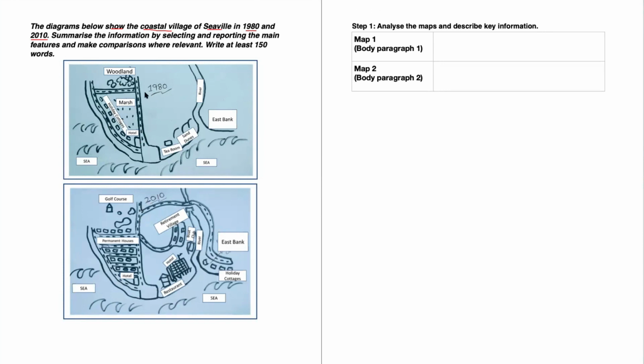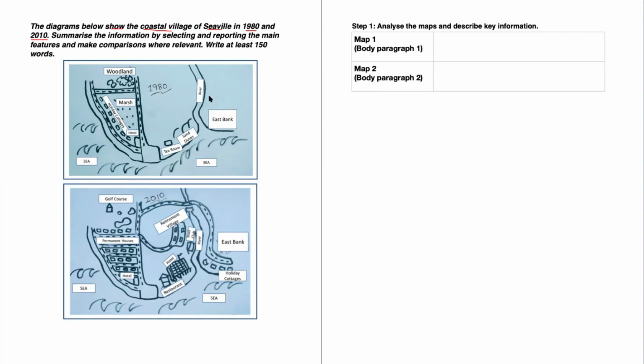So obviously what we want to do first is really analyze this. Look at our notes on the right-hand side. So I've got the maps, map 1 and map 2. Remember, map 1 is going to be our body paragraph 1, and map 2, our body paragraph 2. Now, just from looking at this, it's quite obvious that it grew quite a bit from 1980 to 2010, and we'll have to show how it has grown.